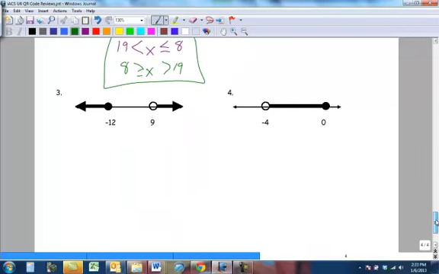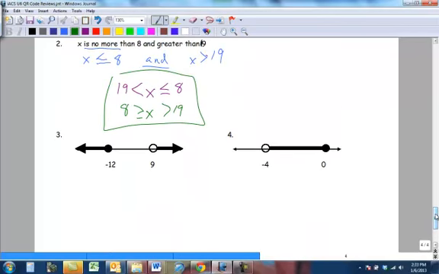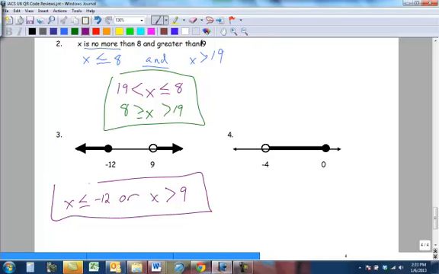All right, what if there's a graph? By this point, hopefully you recognize when it's a graph like this, this is an or statement. So, or, let's talk about this one. X is solid and it's to the left. So that means x is less than or equal to negative 12. Or x is open circle to the right. So that means greater than 9. X is greater than 9. So that's our final answer here with an or between it.